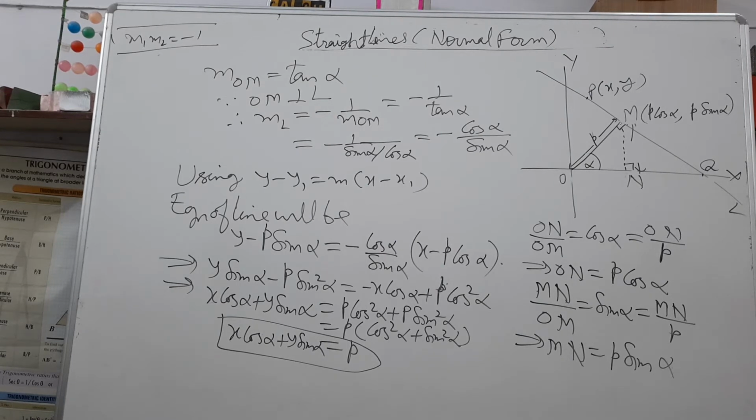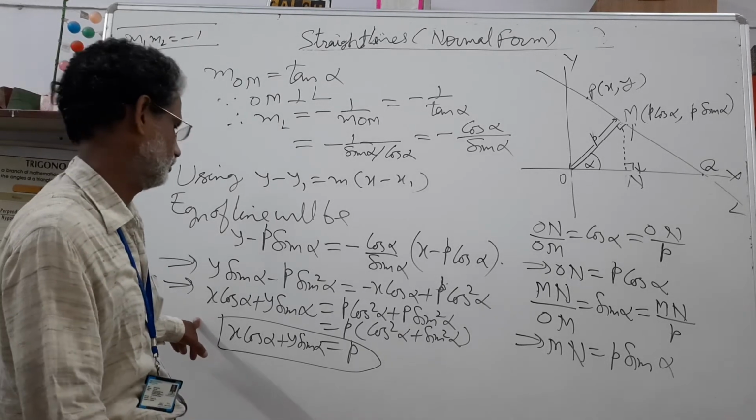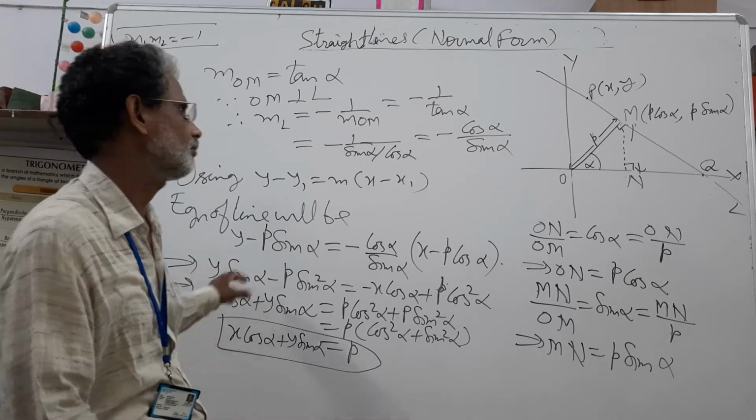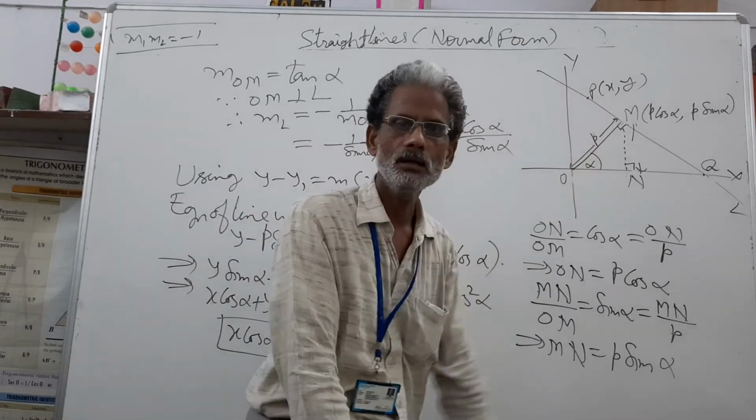the perpendicular from the x-axis, not by the line, perpendicular from the origin on the line. Alpha is the angle made by the perpendicular from the origin on the line, and p is the length of the perpendicular from the origin on the line. So this is called normal form, perpendicular form, because here we use the perpendicular from the origin on the line.